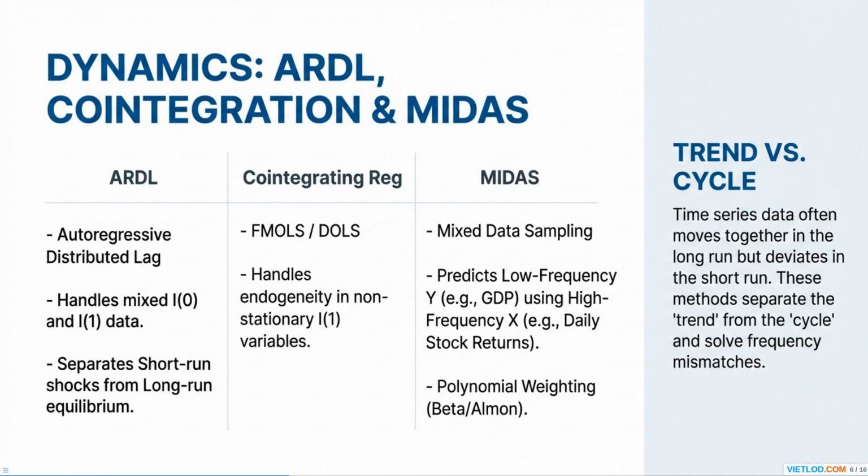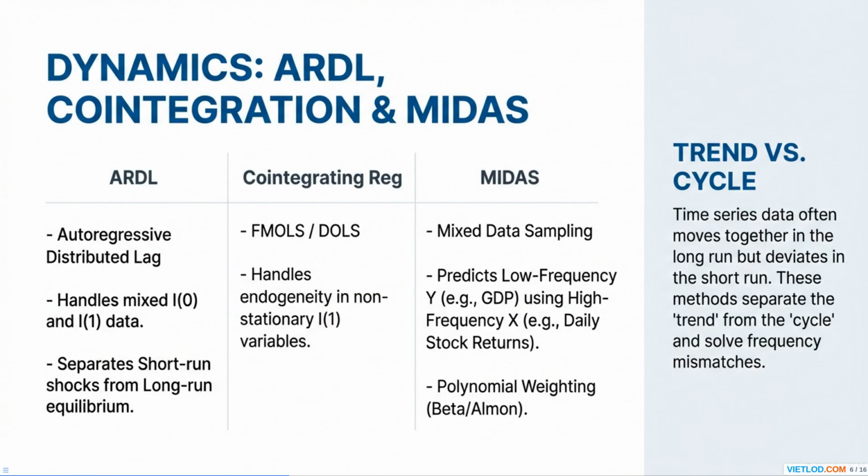This slide focuses on three powerful econometric approaches for analyzing time series dynamics: ARDL, cointegration, and MIDAS. The overarching goal of these methods, as highlighted in the trend versus cycle box, is to accurately separate long-run equilibrium relationships, or trends, from short-run deviations, or cycles, and to manage data collected at different frequencies.